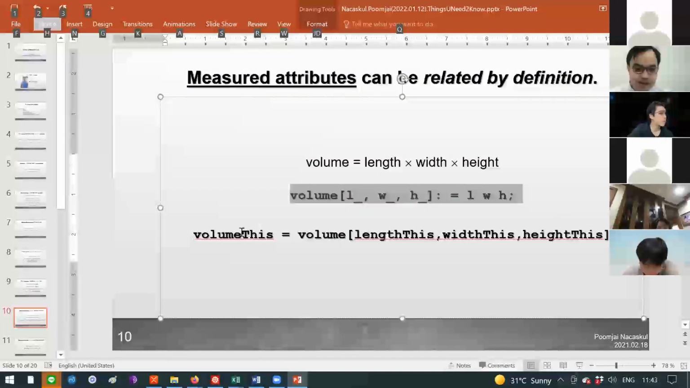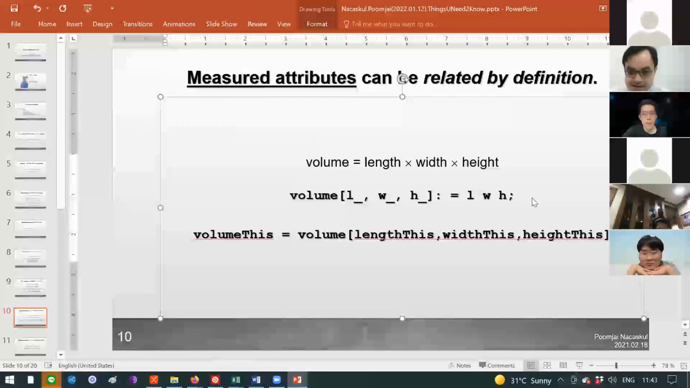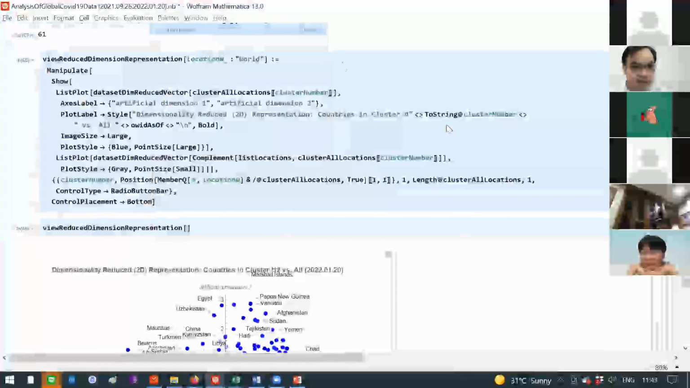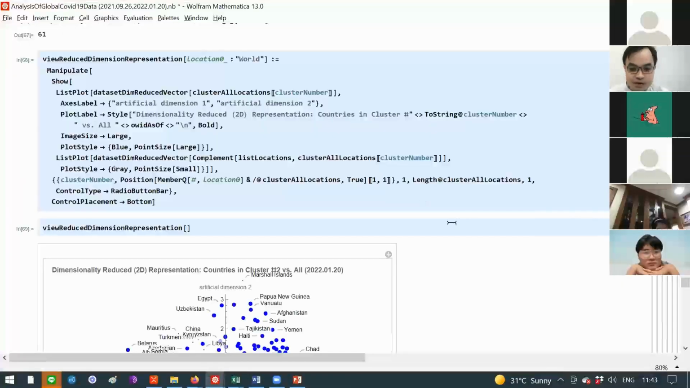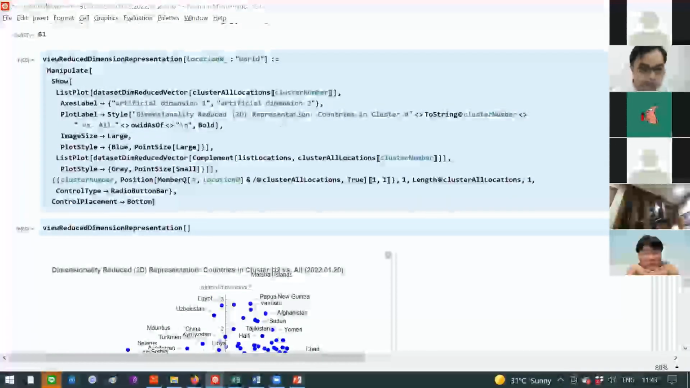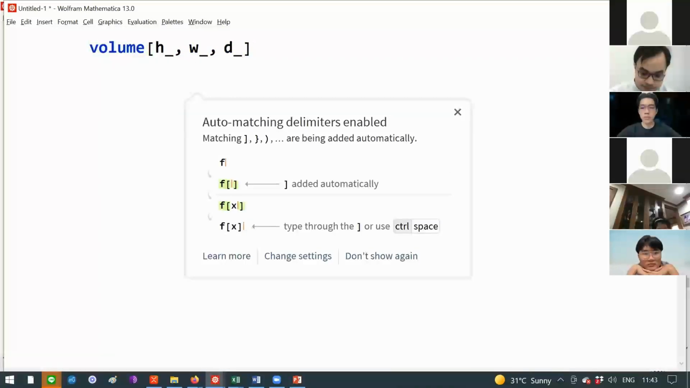So we write that. Volume is equal to length of this, width of this, height of this. It sounds a bit silly, but this is exactly how you would do functional programming. You tell the computer how to do volume. You take height, you take width, and you take depth, let's say, equal to height times width times depth. That's it. And you're done.